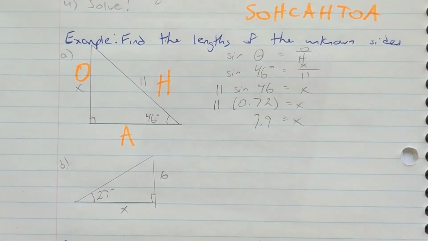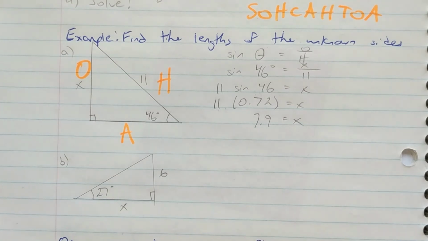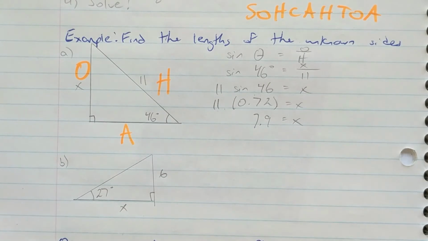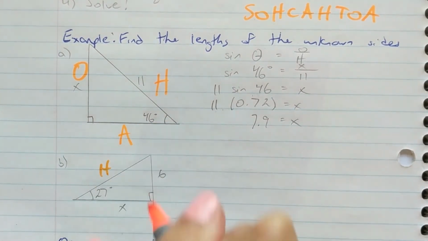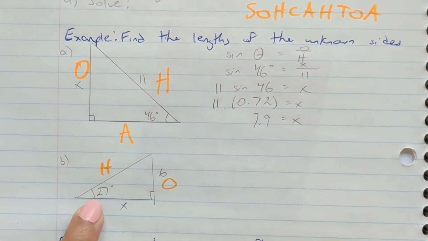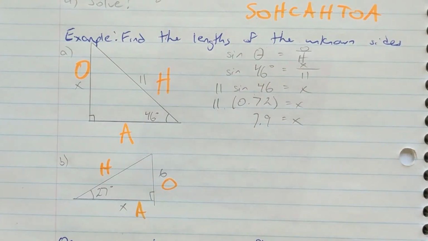Let's do a second example. My angle of interest here is 27 degrees, and I have been provided with x and with 6. I start by labeling my triangle. My hypotenuse is directly across from my right angle. 6 is opposite my angle of interest. And finally, x is my adjacent side to my angle of interest.